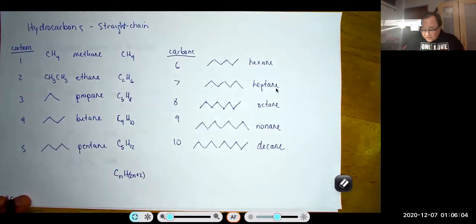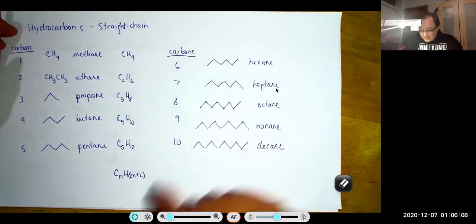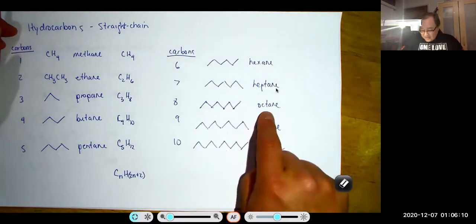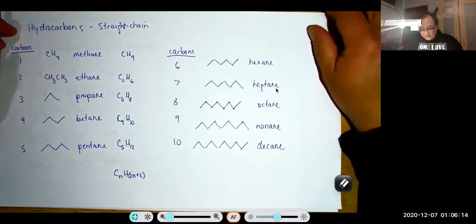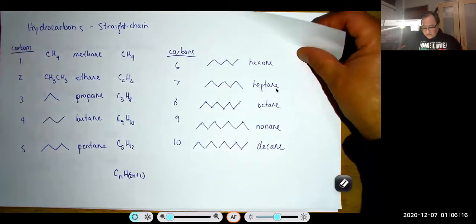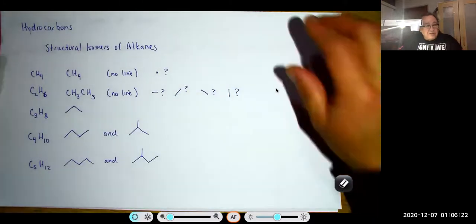Okay, and then if you have 6 carbons, it's hexane. 7 carbons, it's heptane. 8 carbons, octane. 9 carbons, nonane. And 10 carbons is decane. So these are the straight chain hydrocarbons. Now, let's look at structural isomers of alkanes.